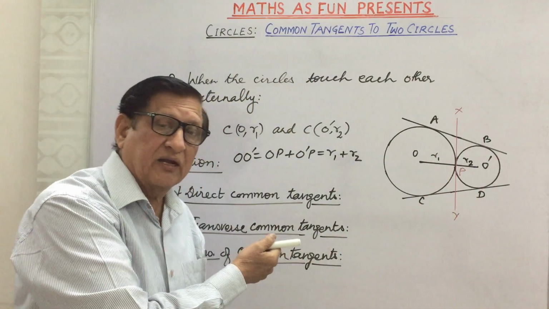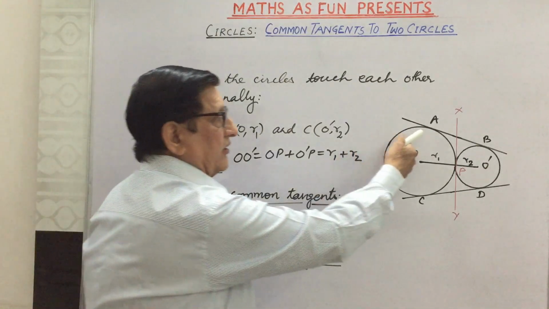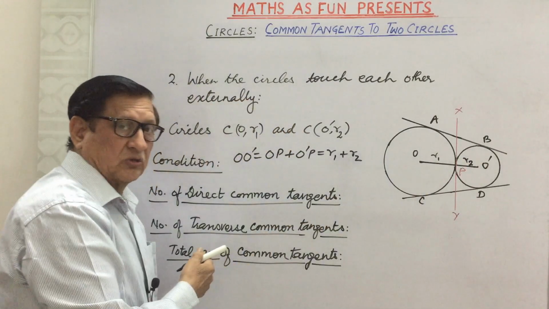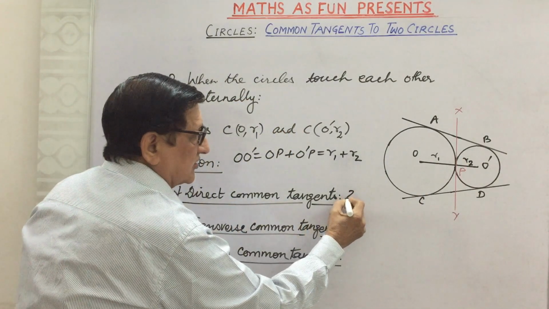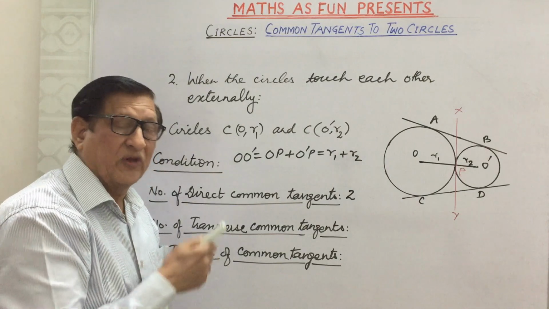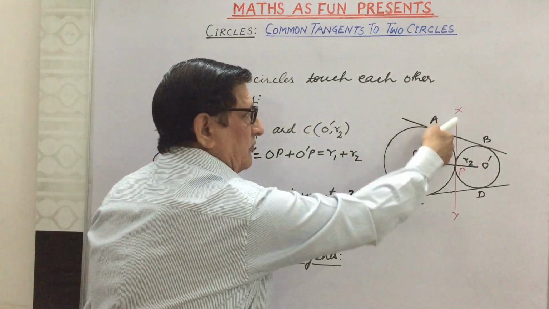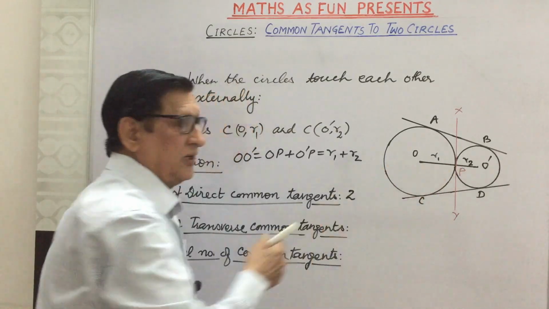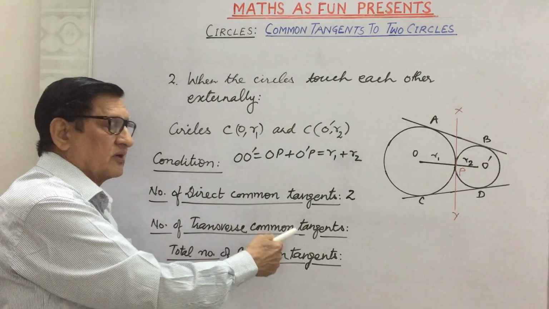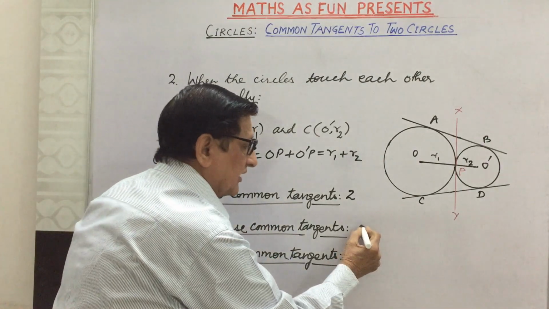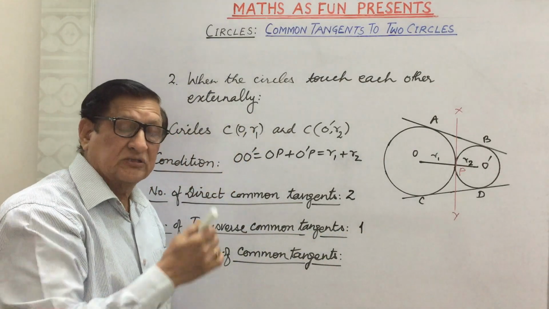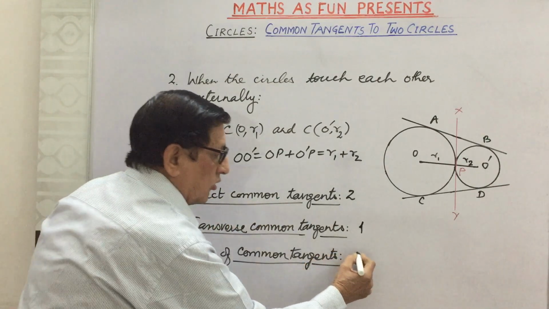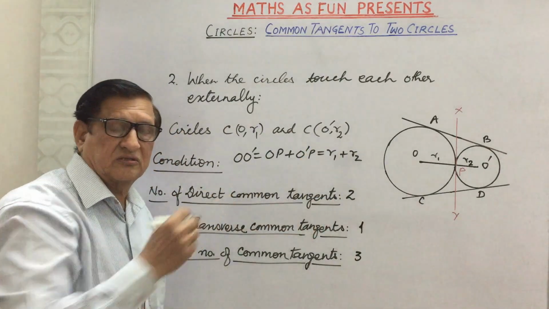What about the number of direct common tangents? Here we find AB and CD are 2 direct common tangents. So the number of direct common tangents in such case is 2. Whereas the transverse common tangent is XY, which is touching both the circles at point P. It means the number of transverse common tangents will be only 1. And so we can say that there are only 3 common tangents in such case.